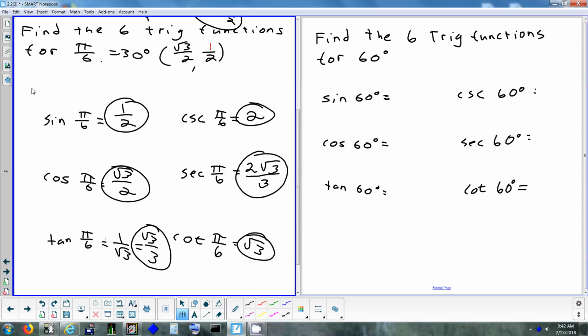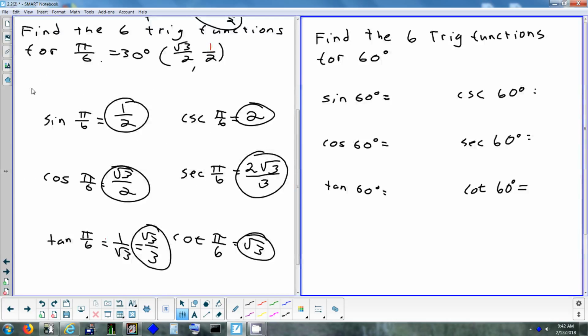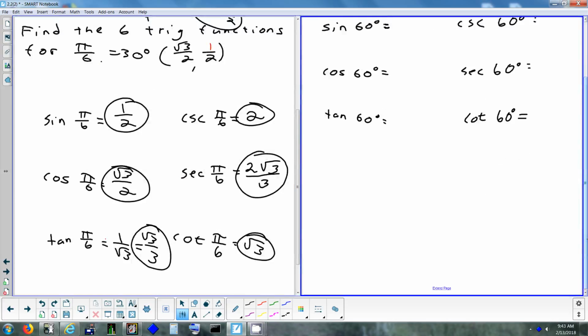All right, so let's look at the 60. Let's pretend that you didn't have the coordinate for the 30, so you couldn't remember what order the root 3 over 2 and the 1/2 go in. So what I would do is draw my triangle, put my 60. And looking at that triangle, I can tell the base is the short side, and the height is the long side. So x is 1/2, y is root 3 over 2.